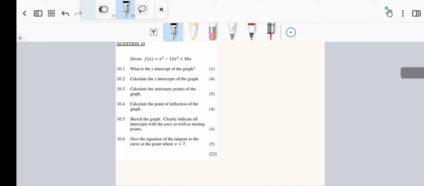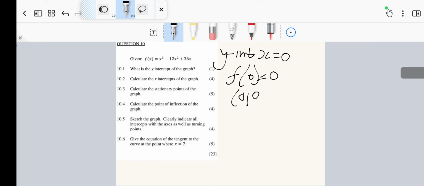Y-intercept, obviously that's going to be where x is 0. So to get your y-intercept, we know that x has to be 0. So we're going to say f of 0. That's going to be 0 cubed minus 12 times 0 plus 13 times 0. So all of that's just going to give me a 0. So this coordinate over here, 0, 0, that is nicely our y-intercept.